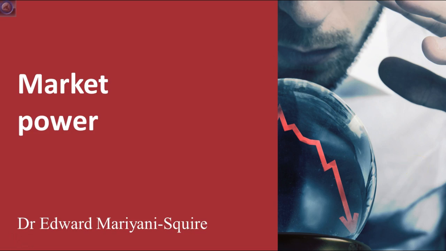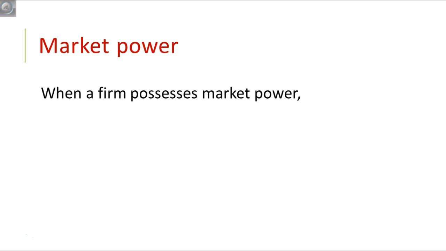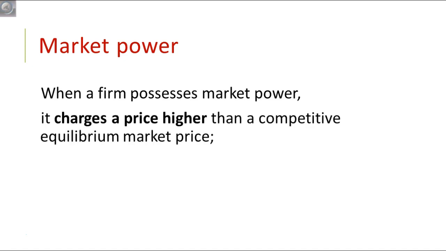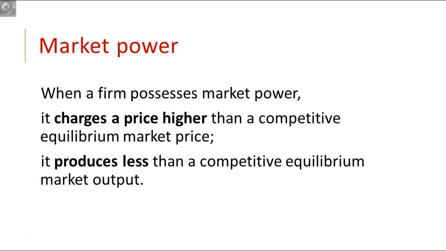An obvious source of market failure can be the fact that a market might not be perfectly competitive. That is, firms in the market might possess market power. When a firm possesses market power, it charges a price that is higher than a competitive equilibrium price, and it produces less than a competitive equilibrium market output.